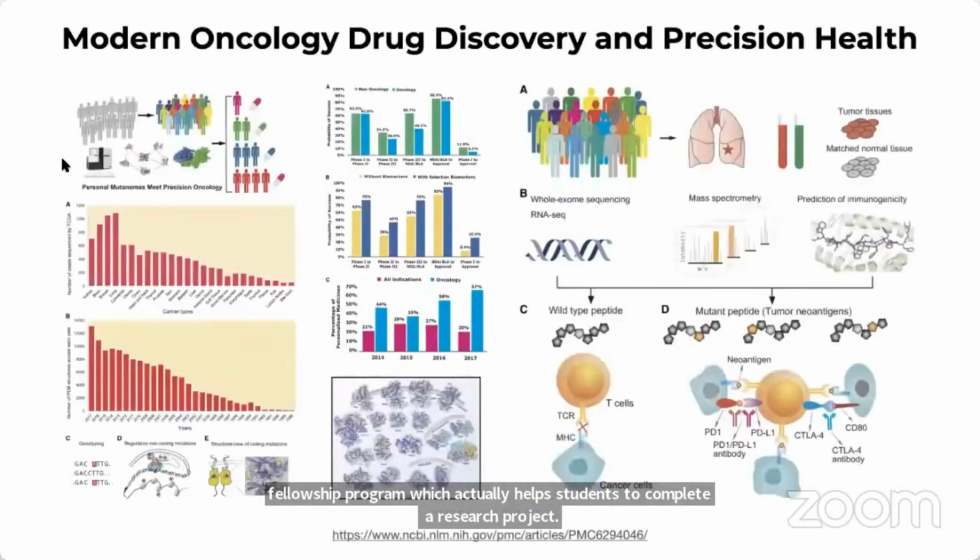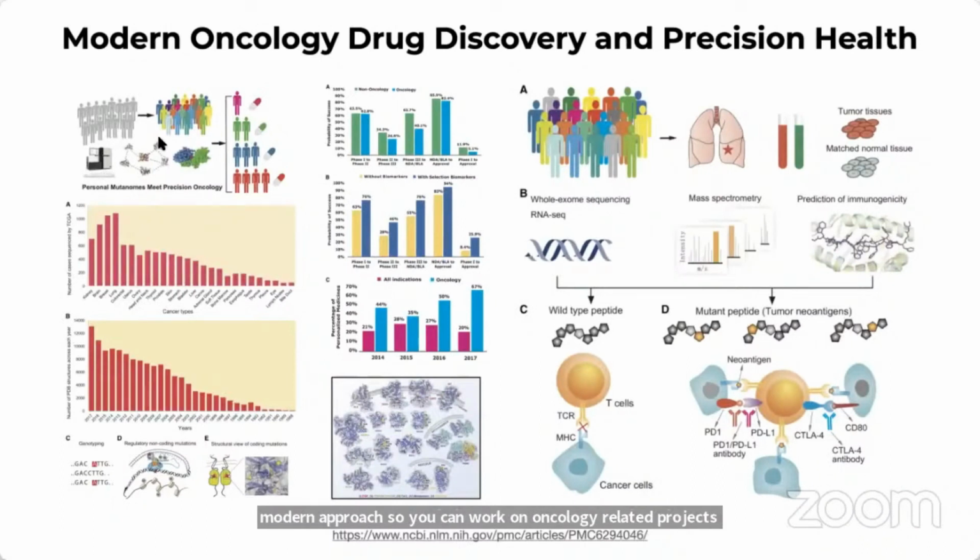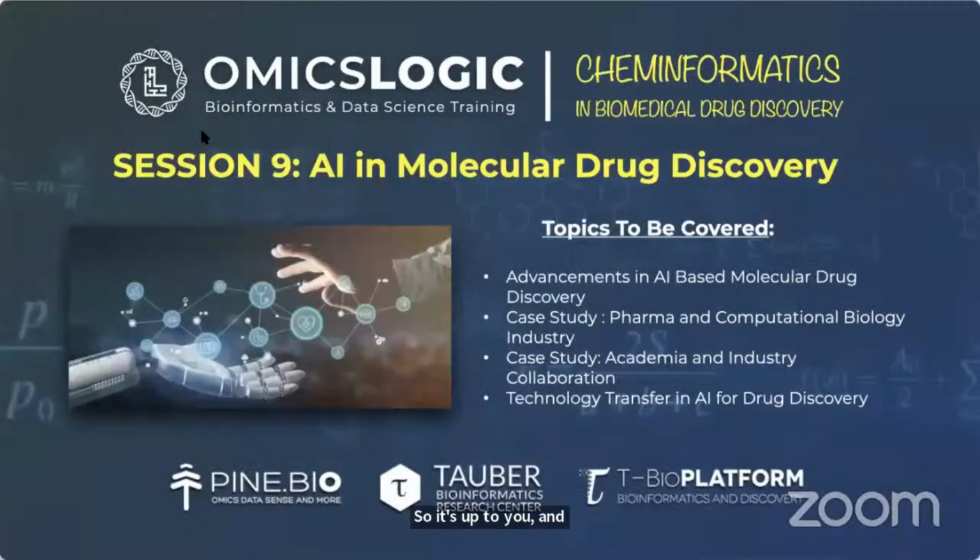Then, as I was telling you, this entire drug discovery is focused on the modern approach. So you can work on oncology related projects, you can work on infectious disease related projects, and you can use multiple data types to come to the drug discovery or drug target, or you can use several other approaches that we can work with. So it's up to you, and you will also be learning about these approaches. If you think that you're new to all of this and you're not ready for it, that's why the beginner level is there, so that you are ready for all of this.